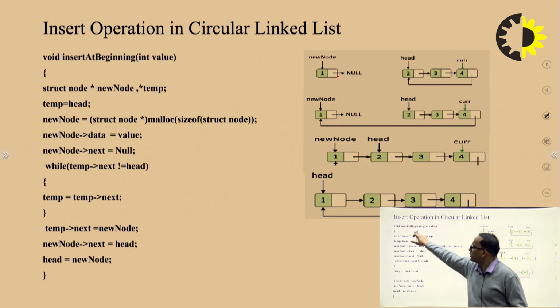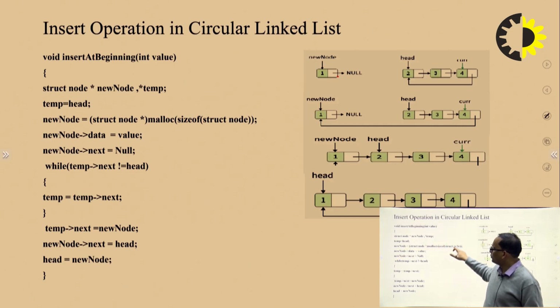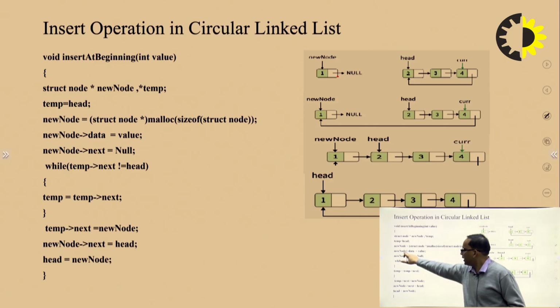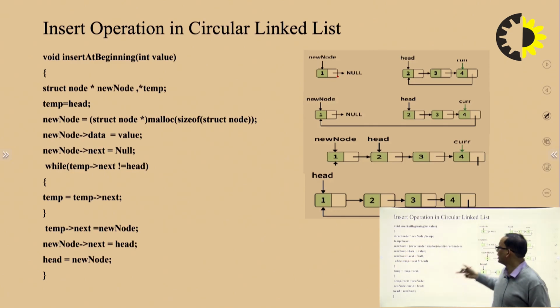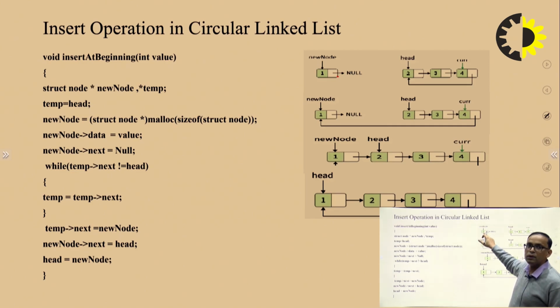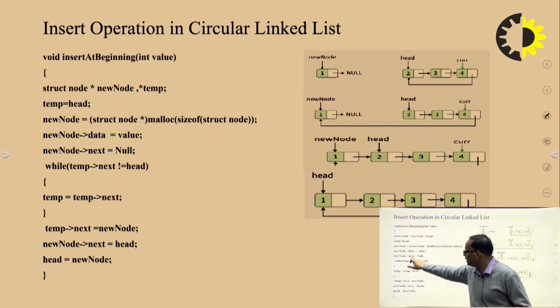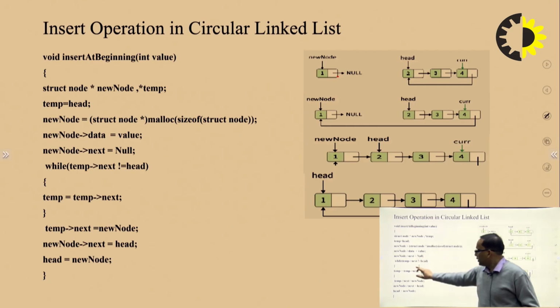This is the function insert at the beginning. First we create a new node. After that, in this step we are allocating the memory to the newly created node. Then we assign the data field of new node with the value whatever we want to assign. For example, here the data field value is 1. After that, initially the next field of new node is initialized with null. Okay, now temp equals address, then next node equals head.